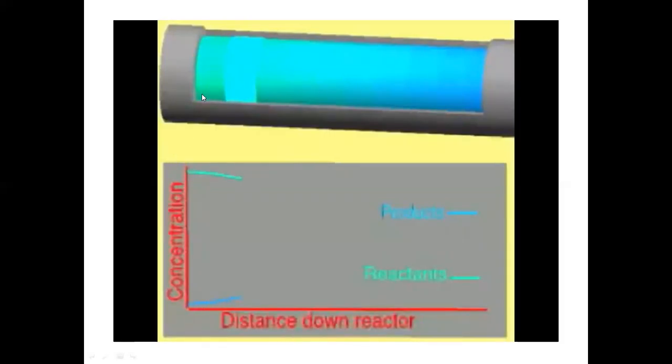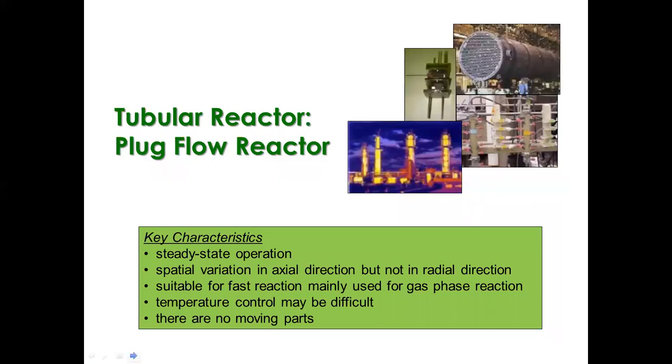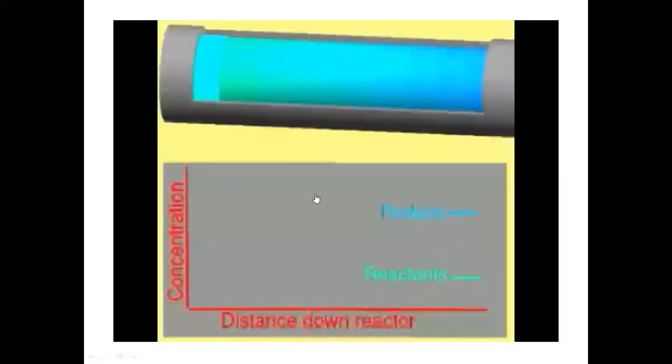So this is your tubular reactor here. As you could see, as the reacting mixture travels from this point down, if you look at the concentration, the reactant concentration decreases along the distance which your reacting mixture traversed. And the product, on the other hand, increases in concentration.